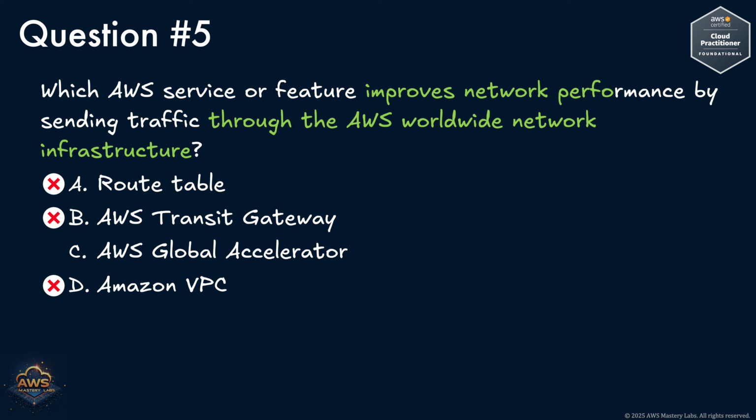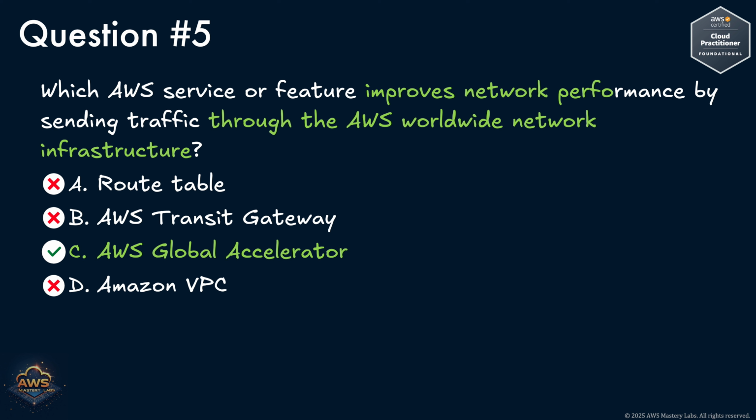Option D, Amazon VPC. The VPC is the fundamental building block of your AWS networking setup. It defines your virtual network, including subnets, routing, and security. But again, a VPC itself doesn't route traffic globally. It provides isolation and control over your networking resources, but no performance enhancements via the AWS global backbone. Incorrect, because it is foundational, but not a performance optimization feature.